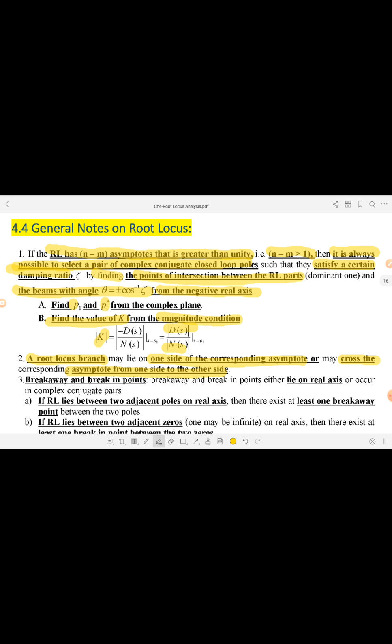In order to clarify things, assume that we have this system: first pole, second pole, and third pole. For this system, we know that n minus m is equal to 3, and based on that we have 3 asymptotes with angles of 60, minus 60, and 180. These are the asymptotes, not the branches of the root locus.